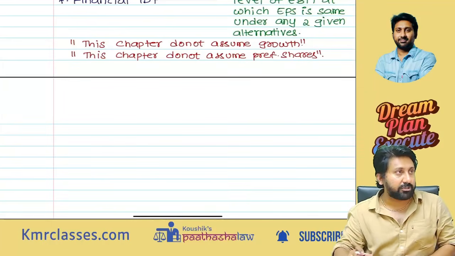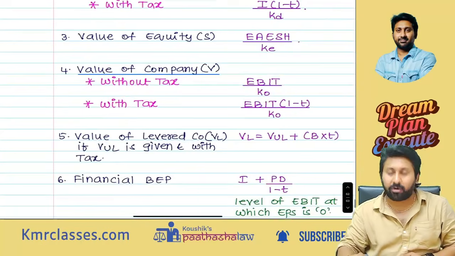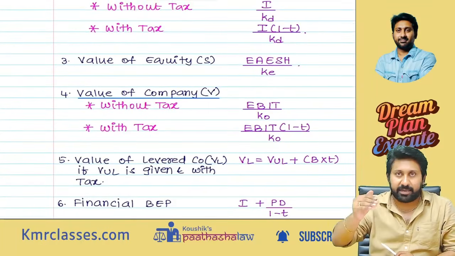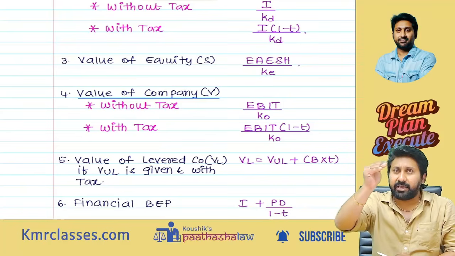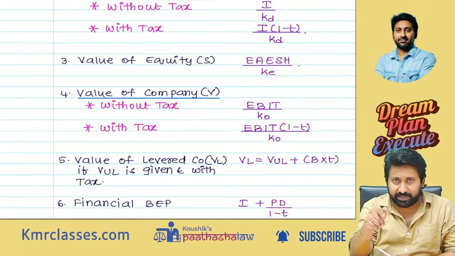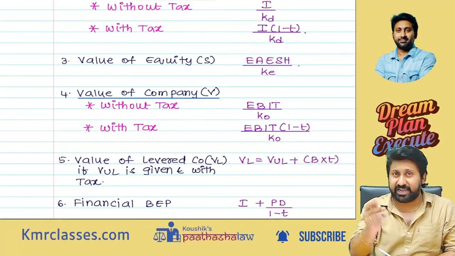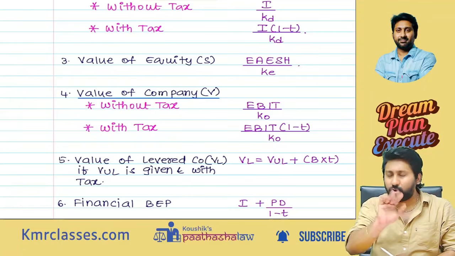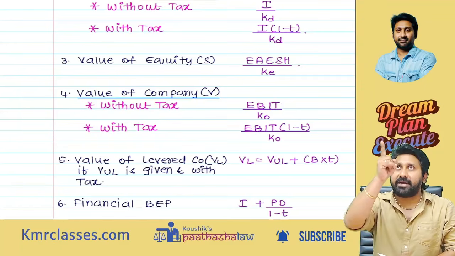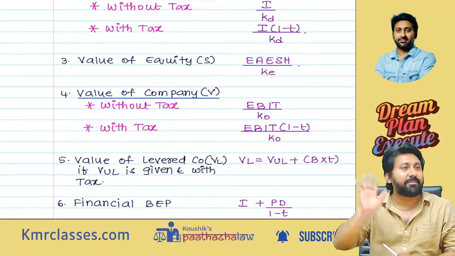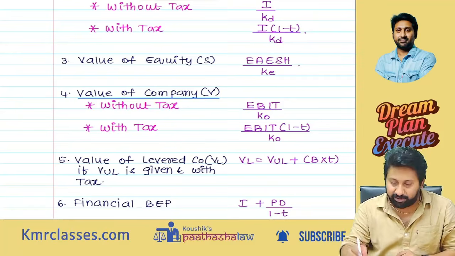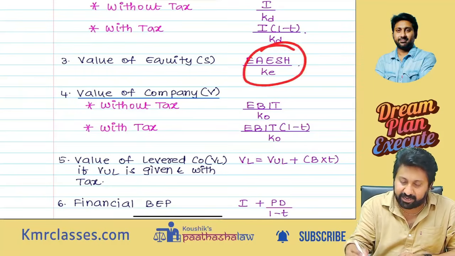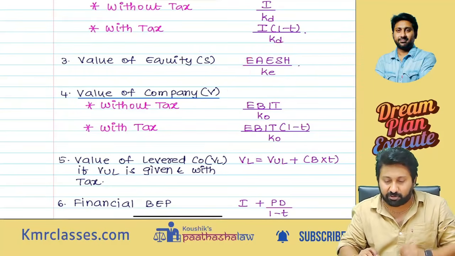This chapter does not assume preference shares. So therefore, in the income statement, if you see, sales minus cost, EBIT, variable fixed cost, everything, EBIT. EBIT minus interest, EBT. EBT minus tax, EAT. EAT minus preference dividend. All these things will be there, but those will not be here. EBIT minus interest directly becomes earnings available to equity shareholders. So earnings available to equity shareholders divided by KE will become the value of equity, also called as S.